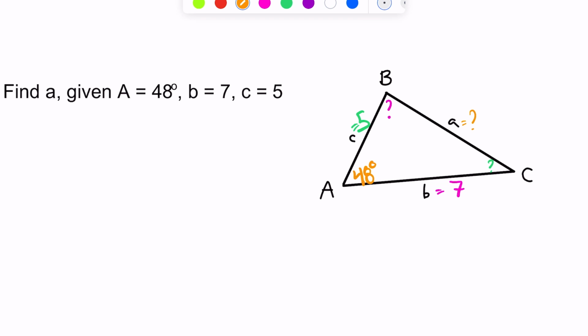Now, in law of sines, sometimes we were given two different angles, and we could use those two angles to find the third just by subtracting them from 180. We don't have that option here because we only have one angle.